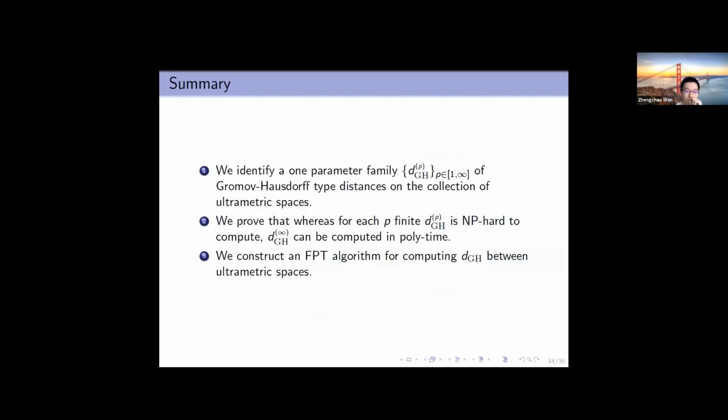And here's a summary of my talk. So first, we identify a one-parameter family, DGHP, of Gromov-Hausdorff type distances between ultrametric spaces. And second, we prove that whereas for each finite P, DGHP is NP hard to compute, DGH infinity, or UGH, can be computed in polytime. And third, we construct an FPT, or fixed parameter tractable, algorithm for computing DGH between ultrametric spaces.